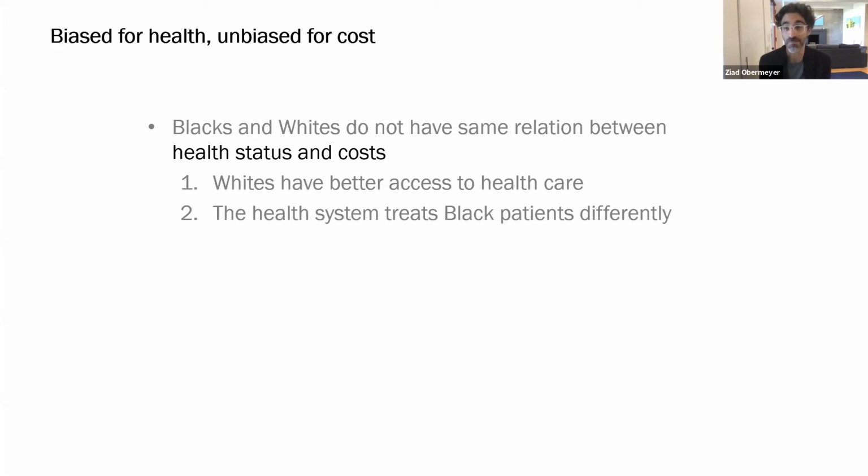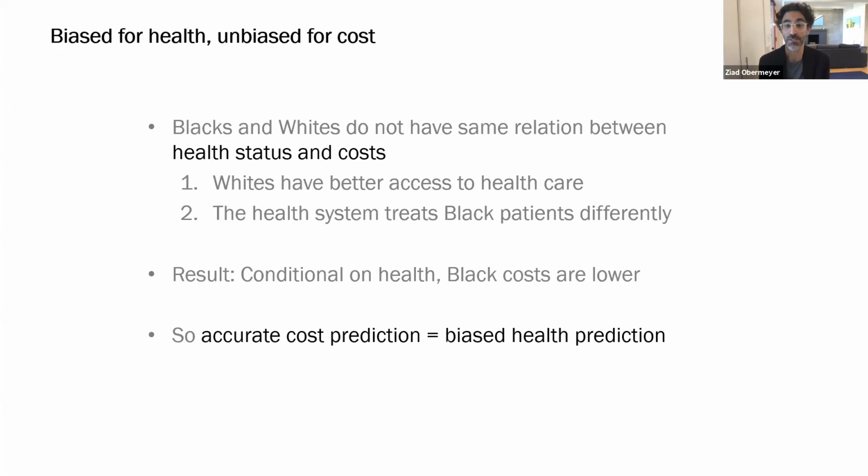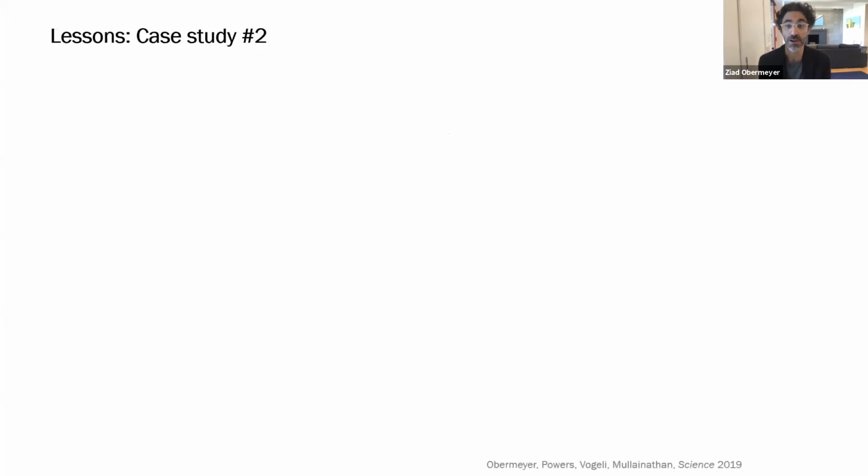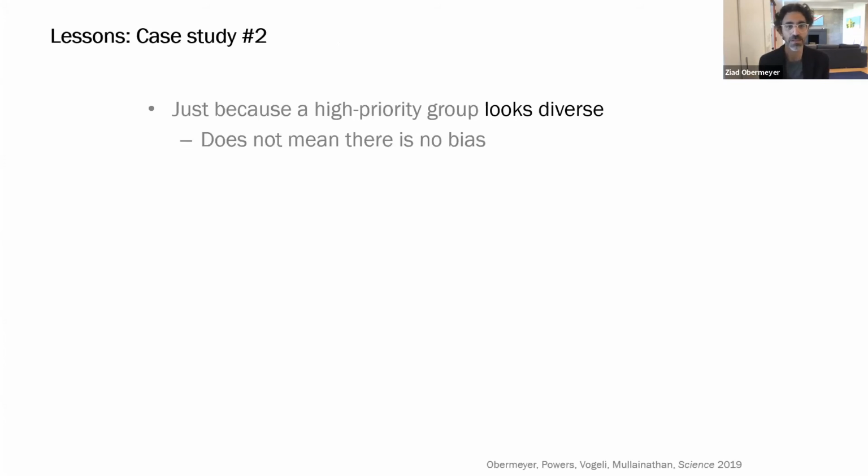And so that's why it's so important to look at the right metric, because at the same level of health, Black patients have lower costs, which means that if you train an algorithm to predict someone's cost, someone's future cost, you're going to be biased in prediction of their future health. And that's a huge problem when it comes to prioritizing people for access to this set of very helpful high-risk care management interventions. So let me close with some lessons from case study number 2.